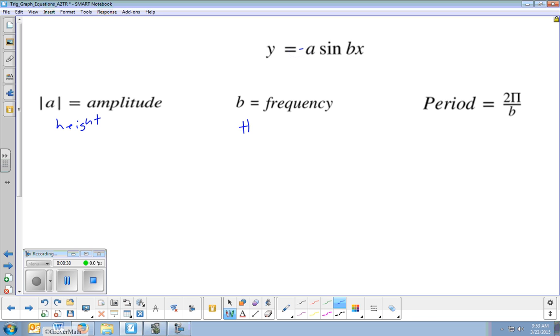Frequency is the number of cycles between 0 and 2 pi, 0 and 360, sorry. I think I said 180 before. So number of cycles between 0 and 360, 0 and 2 pi. And that number is here.